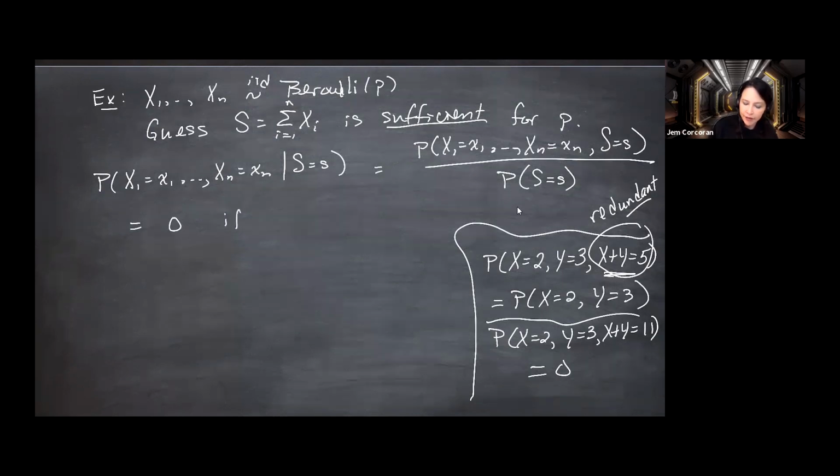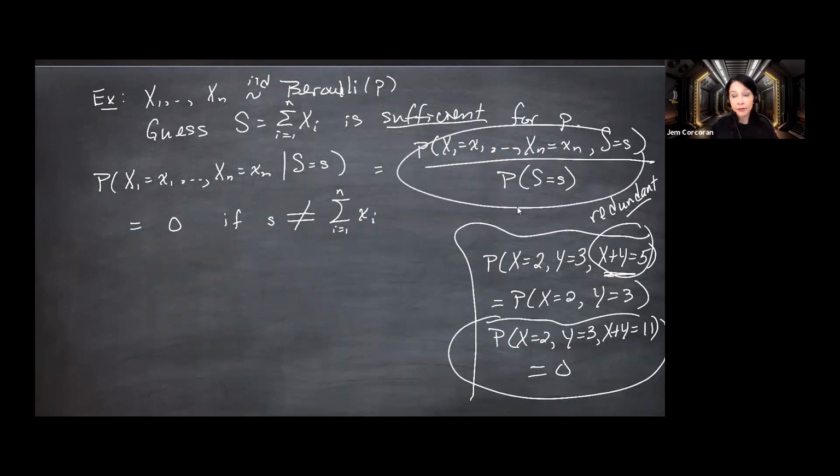it's going to be 0 if the little s, I'm trying to really emphasize that that's a small s, is not equal to the sum as i goes from 1 to n of the little x's. I'm doing exactly this for this larger scale thing. Okay, and this does not depend on p, so that's okay.